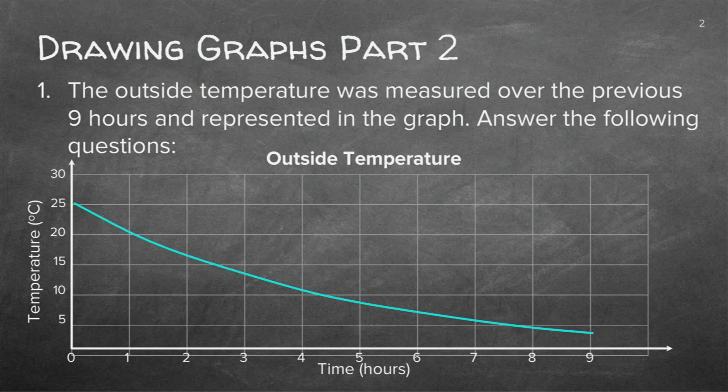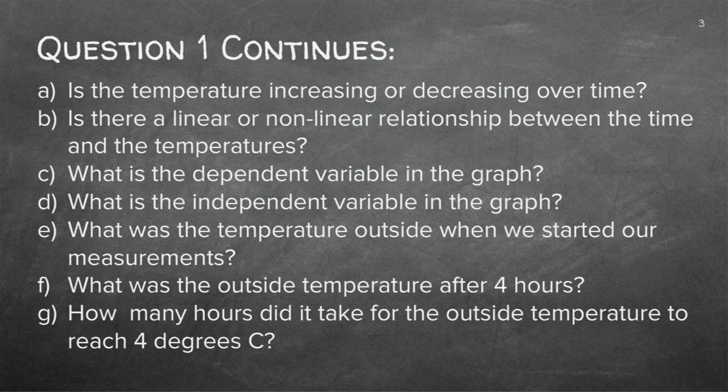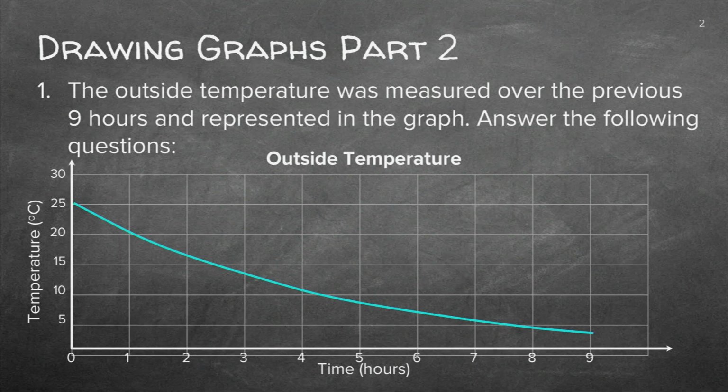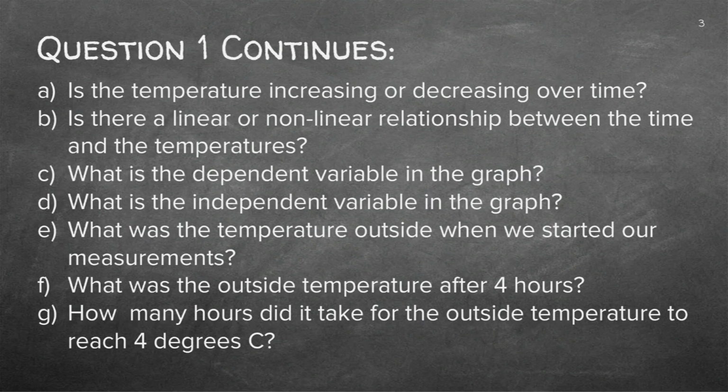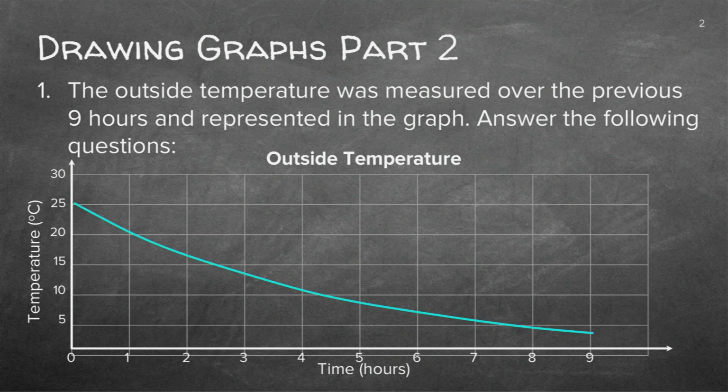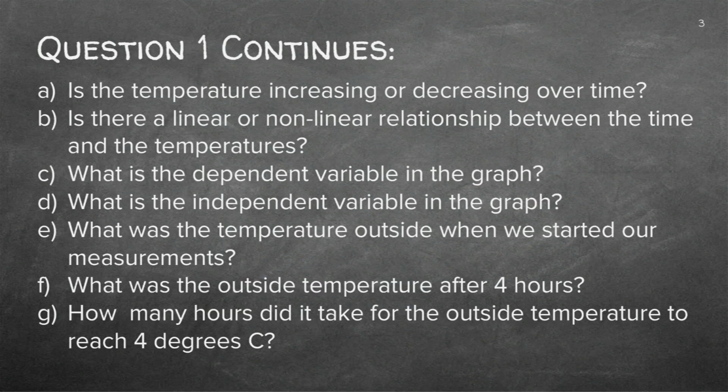Okay, how do we know? Because it's not a straight line. So now let's see what they're going to ask us. Is the temperature increasing or decreasing over time? It is decreasing, right? Is there a linear or non-linear relationship between the time and the temperature? Yes, you've got it. It is non-linear. Why? Because it is not going down in a straight line.